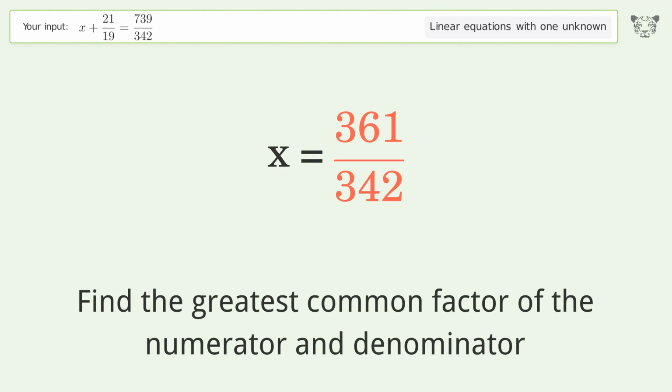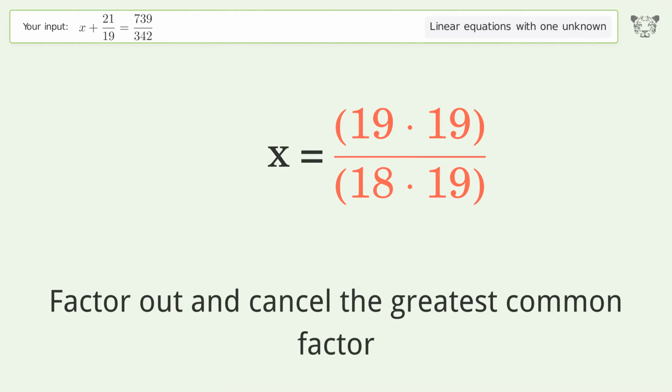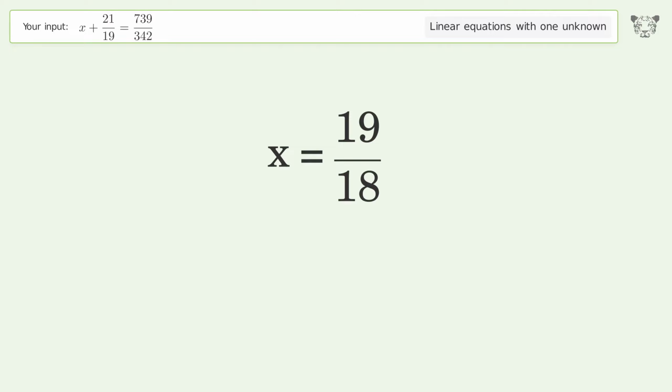Find the greatest common factor of the numerator and denominator. Factor out and cancel the greatest common factor. And so the final result is x equals 19 over 18.